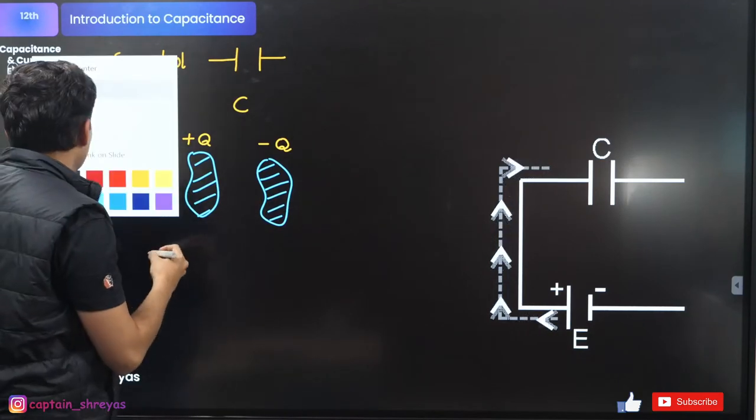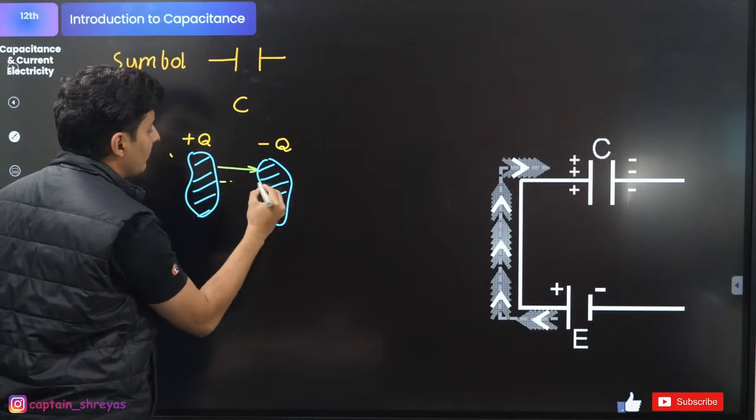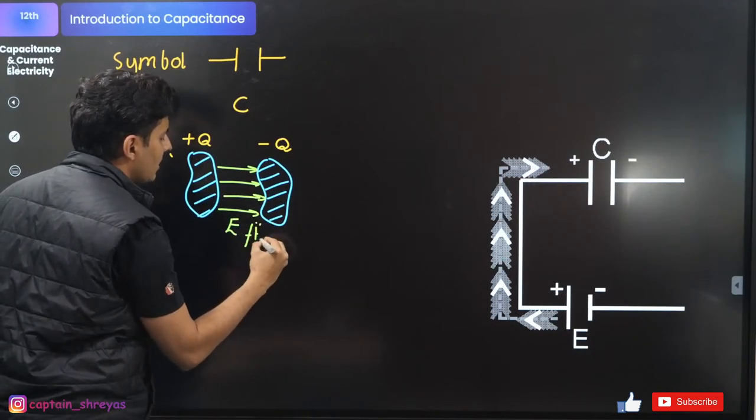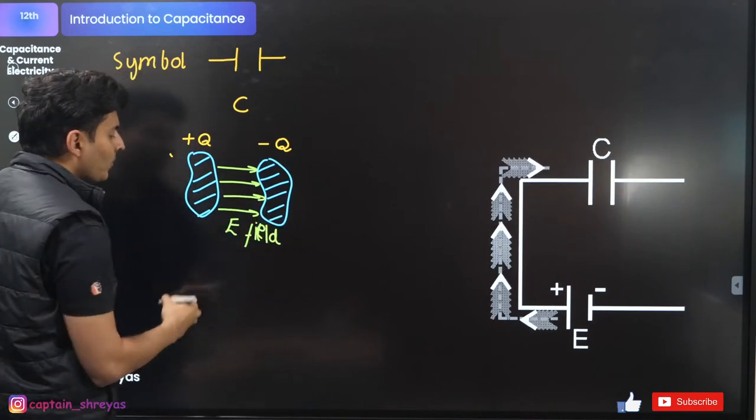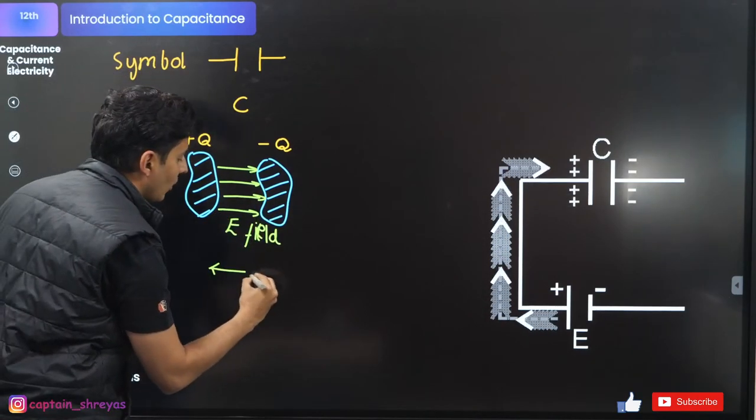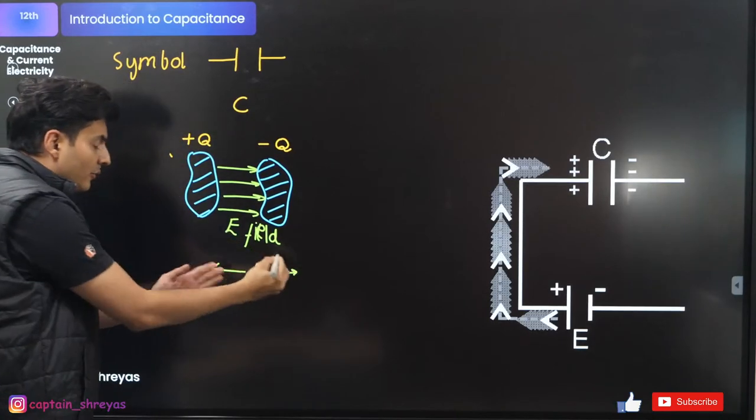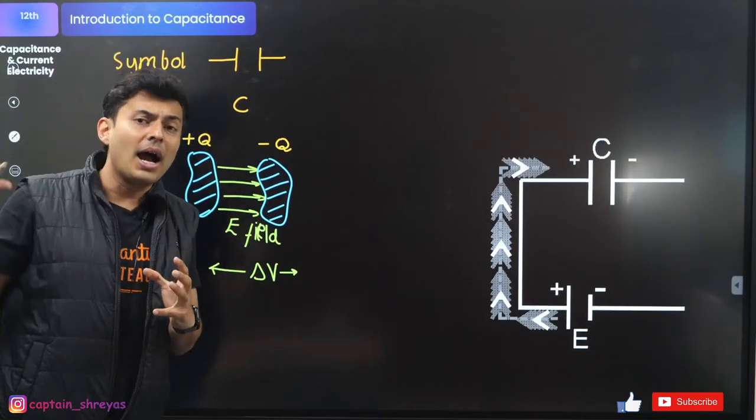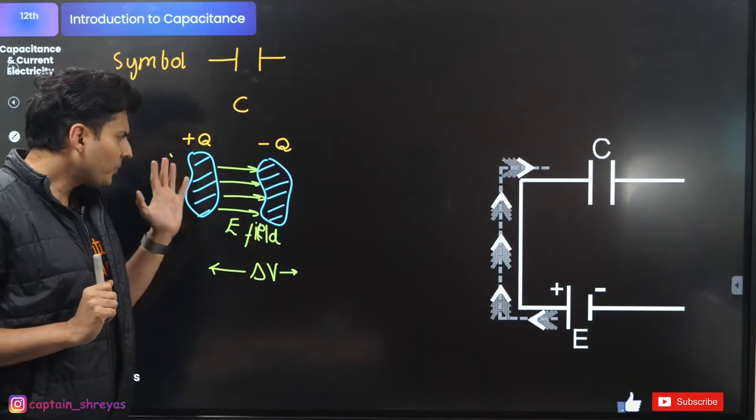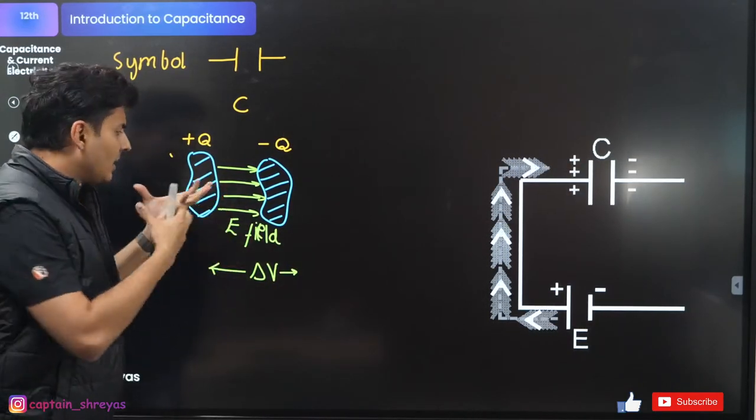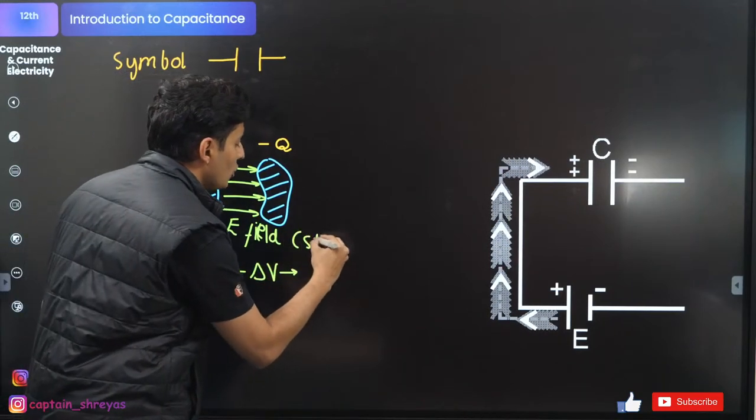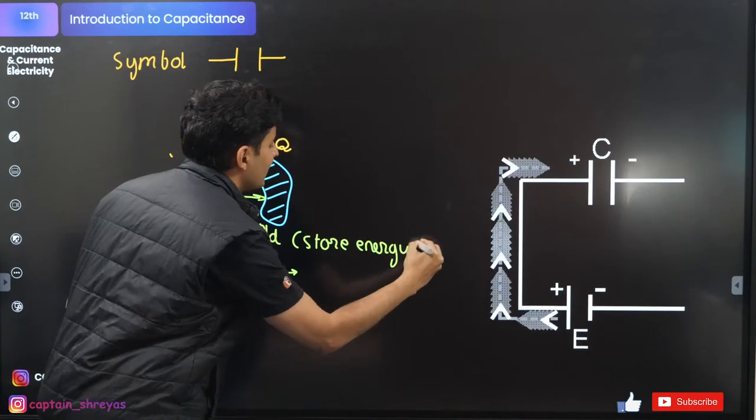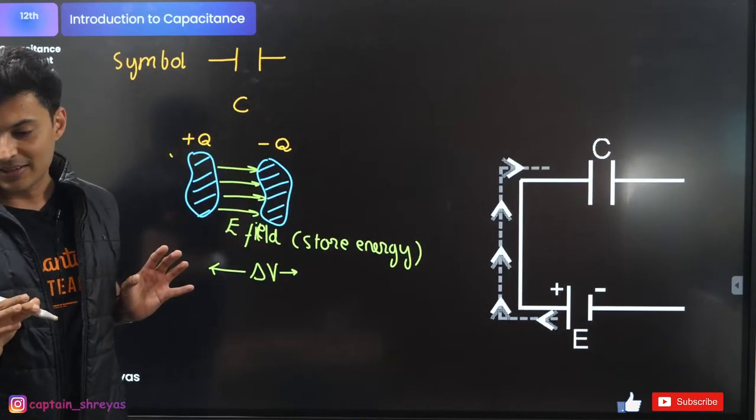There is going to be an electric field in between of them from positive side to negative side. And because of the electric field, there is also going to be some potential difference between these two conductors. Field always goes from high potential to low potential. So the electric field is also created. And this electric field is going to store that particular energy. Without the field, there is no energy stored inside the capacitor.